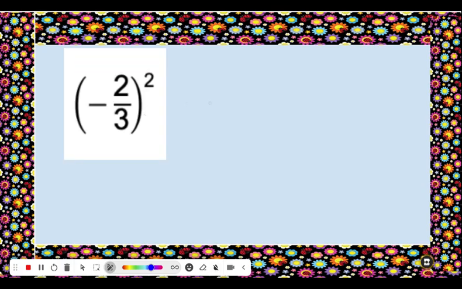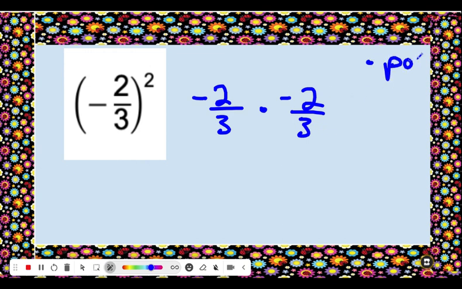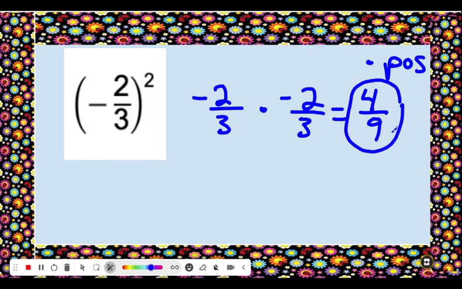-2/3 squared. So that's saying -2/3 times -2/3. So I know my answer is going to be positive. So -2 times -2 is +4. 3 times 3 is 9. 4/9. So make sure when you see the exponents, you write it out.